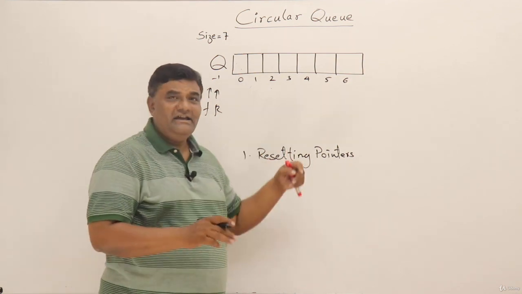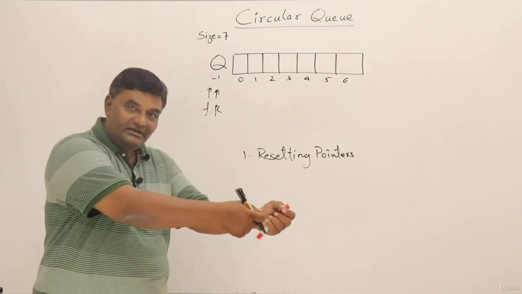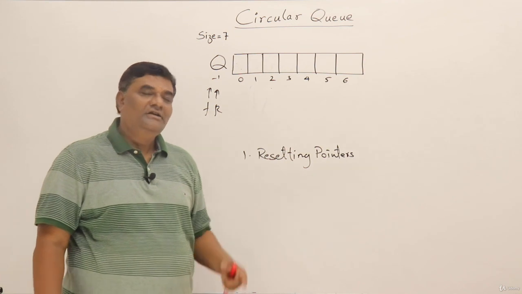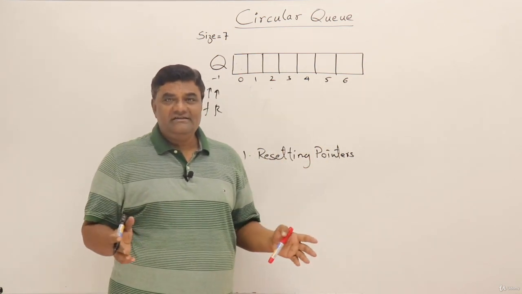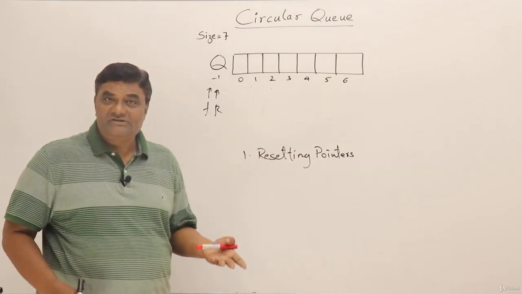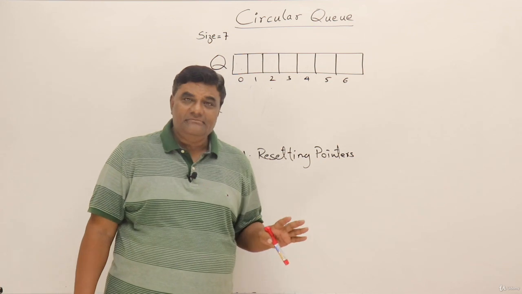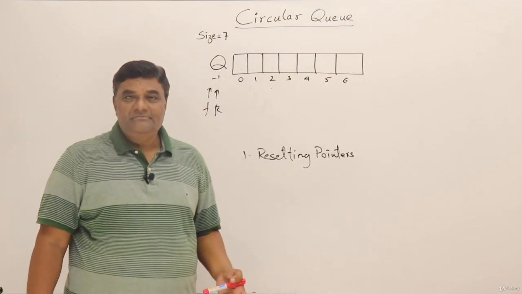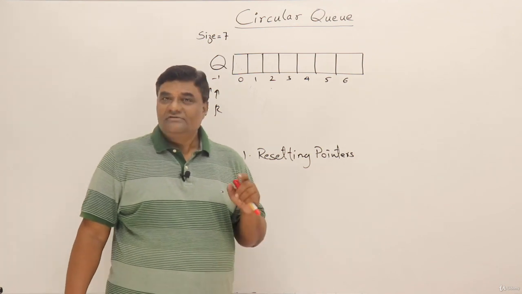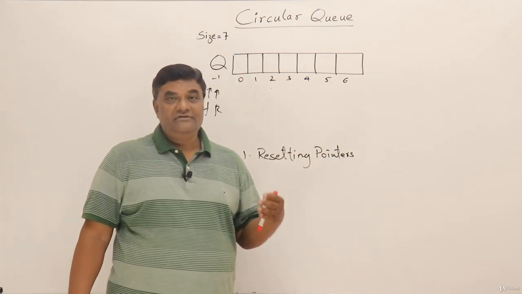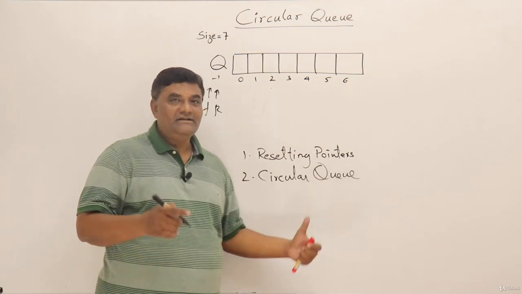Not just at the end, anywhere in between. Whenever front and rear become equal, meaning the queue becomes empty, bring them quickly to minus 1 so that we can reuse the places. But this method doesn't guarantee that these spaces will definitely be reused. If a queue is not becoming empty at any time, then we cannot reset them, and we cannot even insert more elements. So this method doesn't guarantee reusing of spaces. Then we want a second solution. So let us look at circular queue.